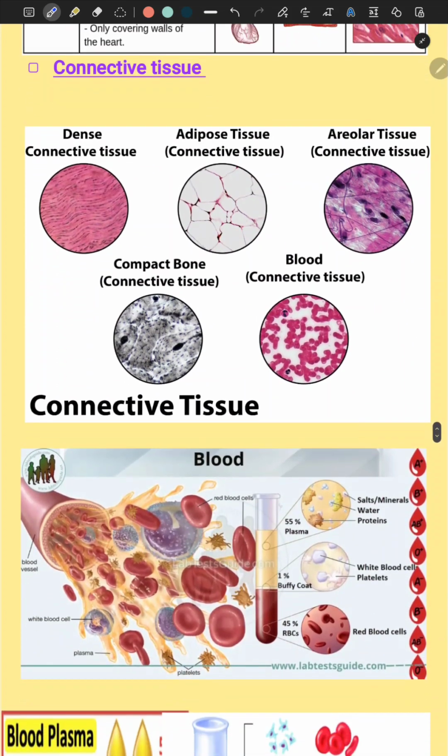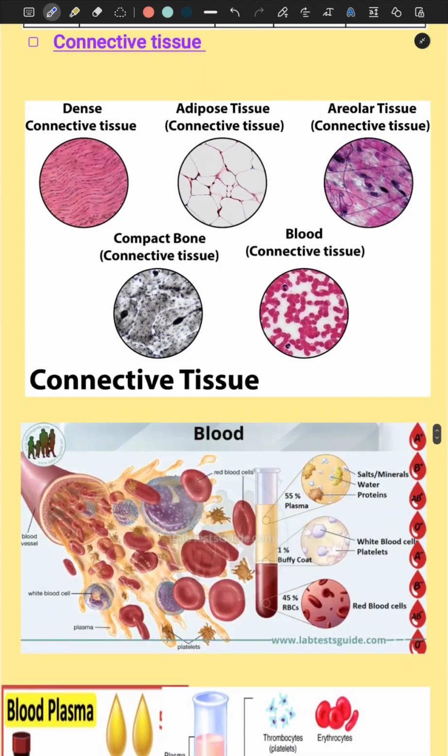The next type of tissues are connective tissues. There are different types of connective tissues. Some of them are dense ones, some of them are compact ones. Examples of connective tissues are adipose tissue, areolar tissue, compact bones, and blood. Under this lesson, we are going to discuss blood under the connective tissues.